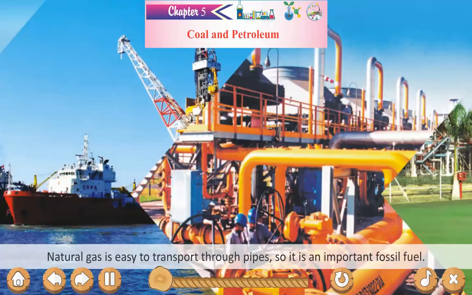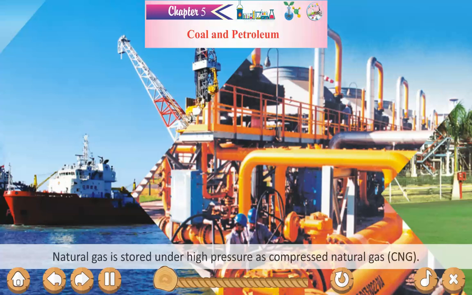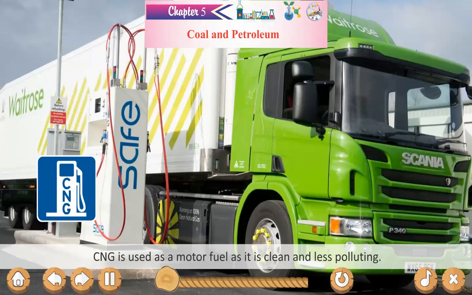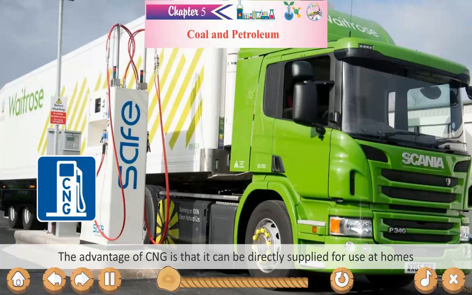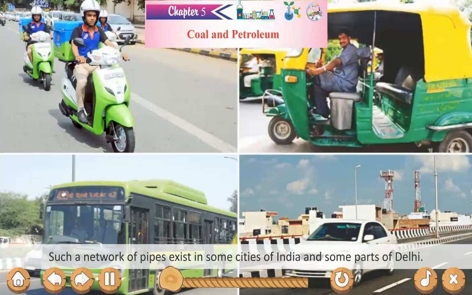Natural gas. Natural gas is easy to transport through pipes, so it is an important fossil fuel. It is found along with petroleum under the Earth's crust. It contains mainly methane and is used as a domestic and industrial fuel. Natural gas is stored under high pressure as compressed natural gas (CNG). CNG is used as a motor fuel as it is clean and less polluting. The advantage of CNG is that it can be directly supplied for use at homes and factories through pipes. Such a network of pipes exists in some cities of India and some parts of Delhi.